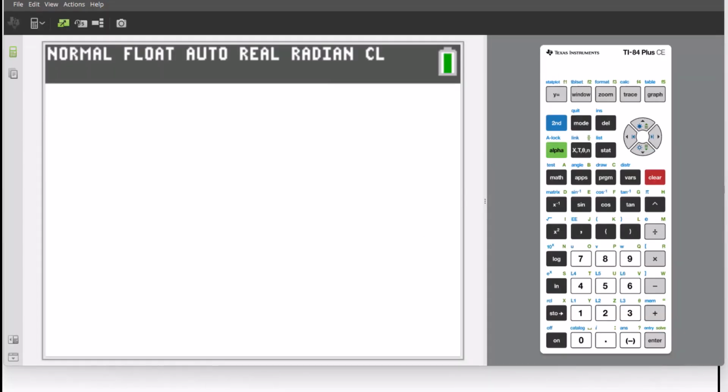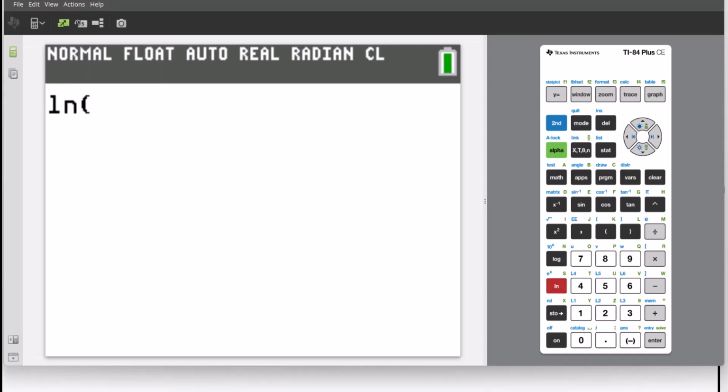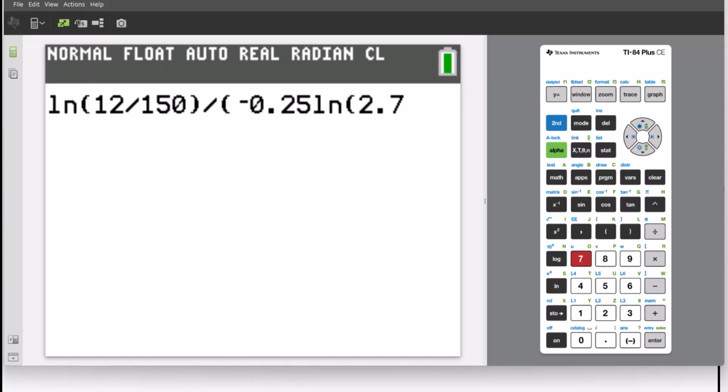Okay, so be careful typing all of this in. First we need to type in the ln of 12 divided by 150. Make sure you close the parentheses for the end of the ln, and this is the end of the numerator. Next I'm going to put my division sign, and my denominator contains a lot of terms, so I'm going to want to use parentheses here with the negative 0.25 going first, and then I'll multiply that with the ln of 2.7. Now, ln automatically opens up a parentheses, so I'm going to have to close one, and I put one for the denominator, so I need to close the denominator parentheses as well.